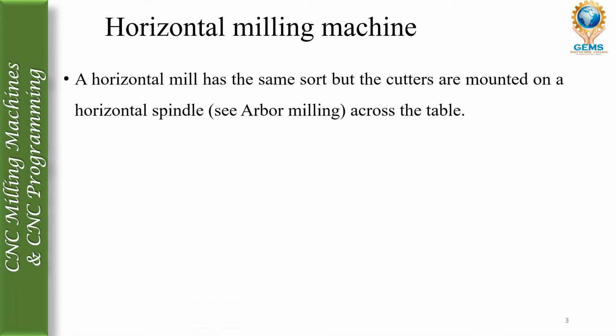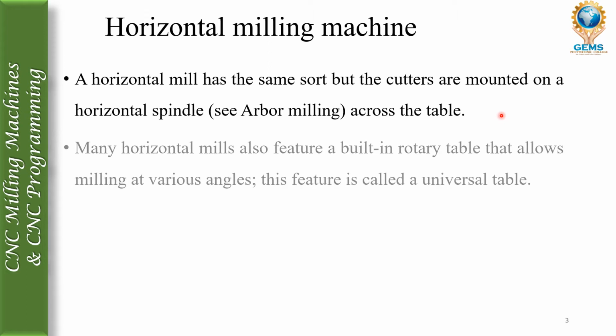Horizontal milling machine. A horizontal mill has the same sort of setup, but the cutters are mounted on a horizontal spindle. You can see arbor milling across the table. The main difference between the horizontal milling machine and the vertical milling machine is the spindle mounting. The spindle is mounted on a vertical axis towards the column in the vertical milling machine, but in the horizontal milling machine, the spindle is mounted horizontally.